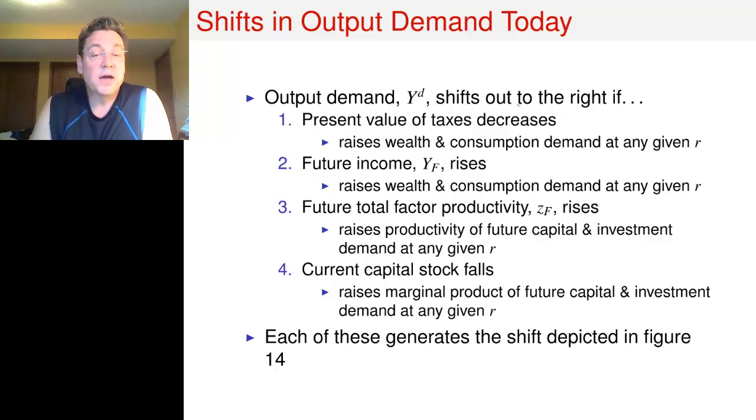It'll rise if future factor productivity rises, because higher productivity in the future will increase the demand by firms today for investment goods, because they want to have more capital online in the future when that capital is going to be more productive. And it can shift to the right also if the current capital stock were to fall. If there were a natural disaster that eliminated a big chunk of the capital stock, then that would raise the marginal product of future capital and therefore investment demand for any given real interest rate.